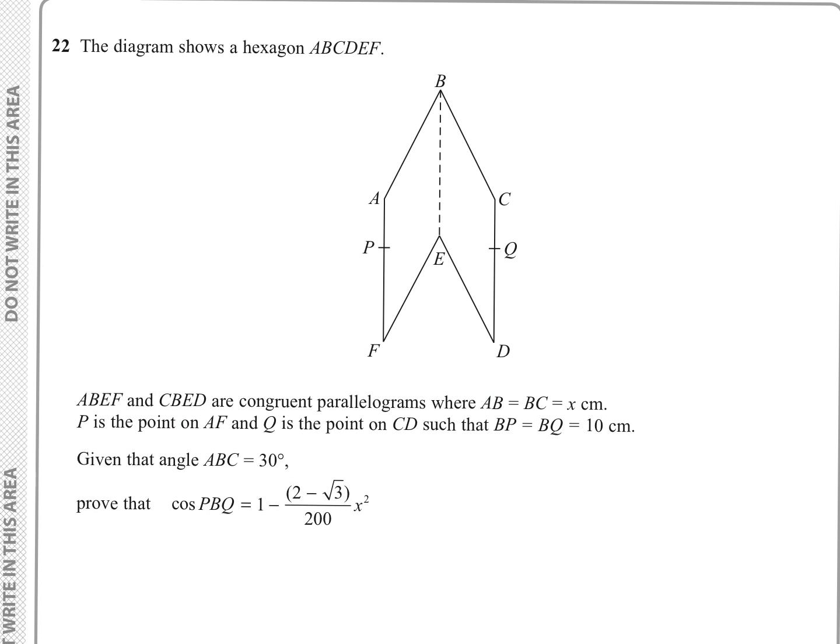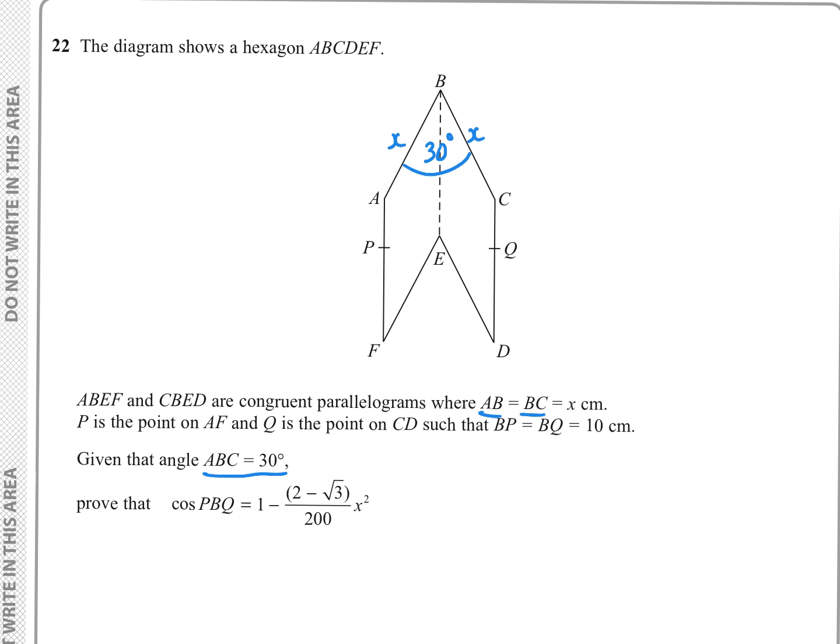Question 22. Probably one of the most difficult questions I've had to explain on a GCSE paper. Not because it's amazingly difficult, although it is difficult, it's just a lot to show. So let's get going. We're given that AB is x, BC is x, and that angle ABC is 30 degrees.